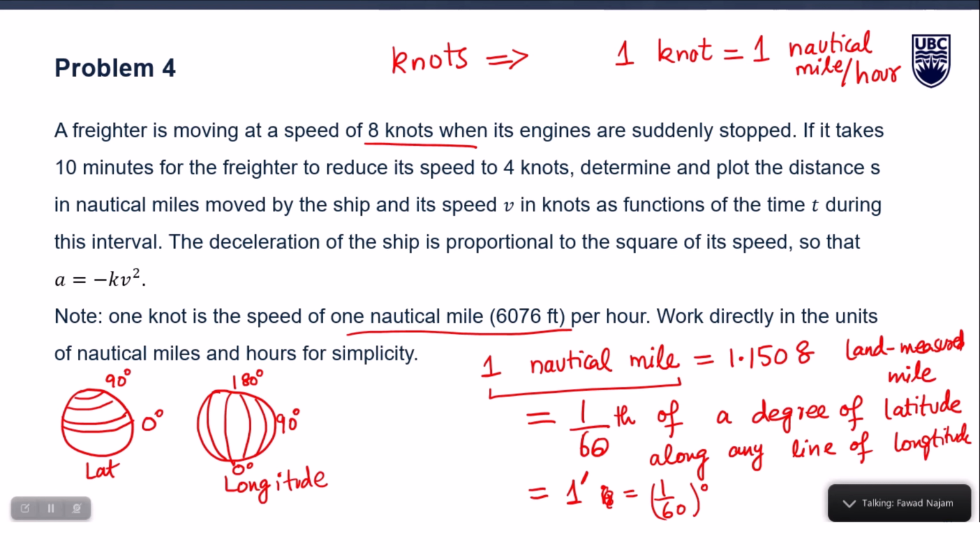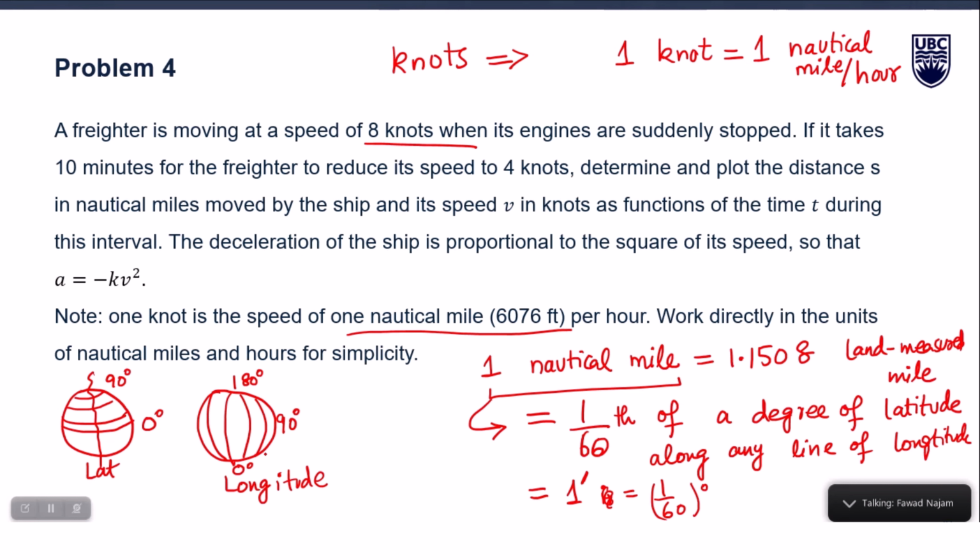So a nautical mile is defined as 1/60 or 1 minute of latitude along any line of longitude, right? So imagine that you cut the Earth like this, and then you are looking at one half and you are looking at its circumference. So that circumference is actually made of all 360 degrees. So if you travel on that surface, on that circumference, by 1 minute or 1/60th of a degree in latitude along any of these lines of longitude, right?